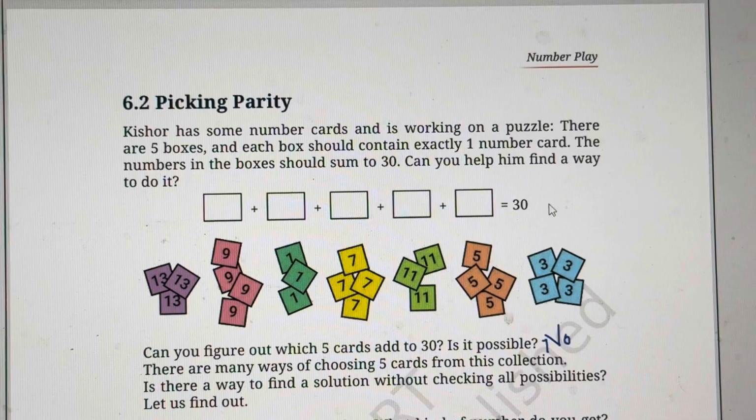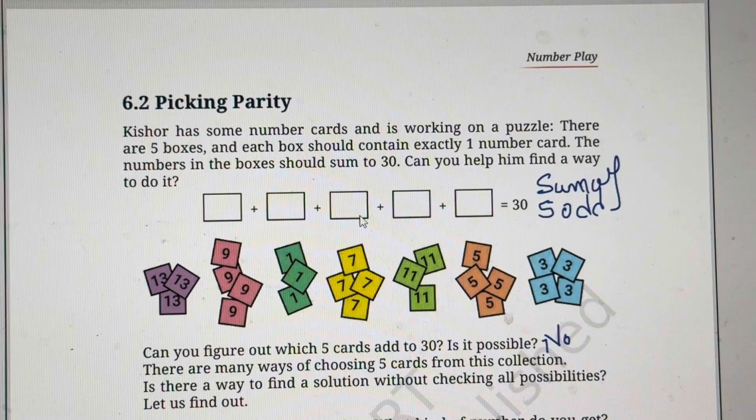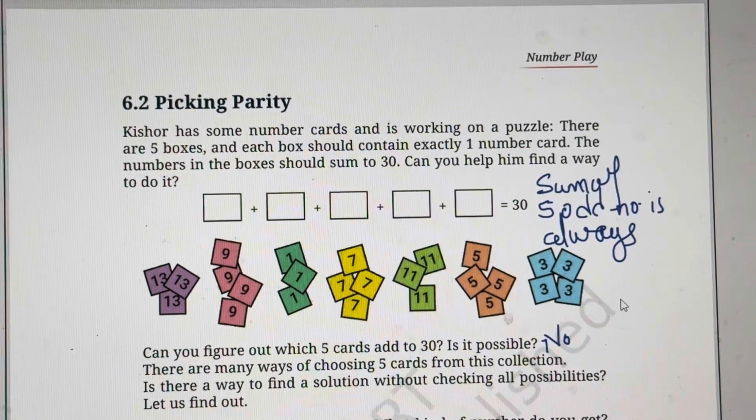It's not possible. They have asked, is it possible? It's not possible. Why is it not possible? The sum of 5 odd numbers is always odd. You can try with other numbers. I showed you one example, but you can try with other numbers too. So that's the reason we are not getting 30. Whatever different combinations are given here, you can choose from that.